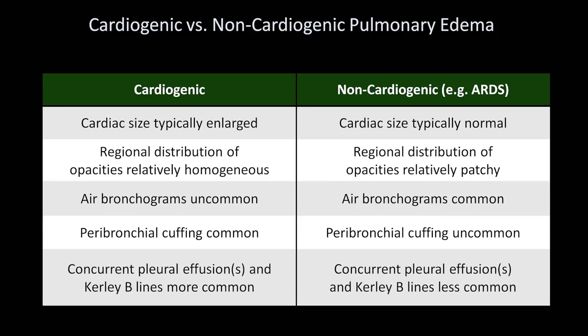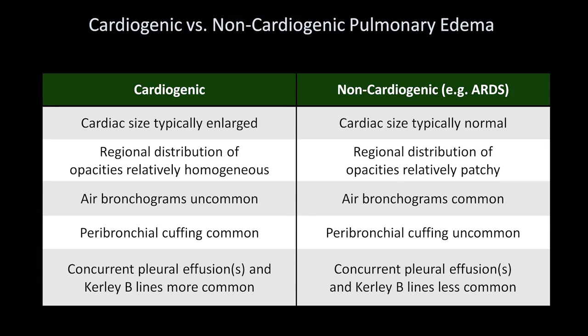And concurrent pleural effusions and curly B lines are more common in cardiogenic edema. Although not listed explicitly in this chart, a bat-wing pattern to the opacities is most consistent with cardiogenic edema, though it may be seen with some specific etiologies of non-cardiogenic edema, as listed on the previous slide.